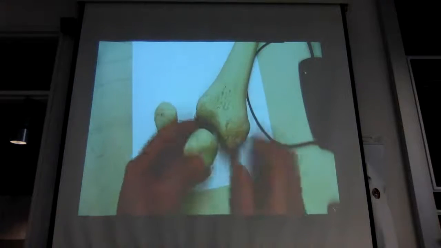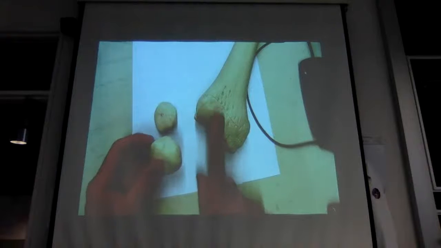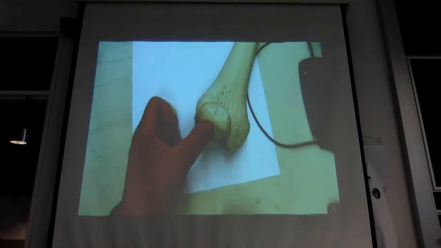Here's the distal part of the femur. Here's the patella. It fits in right here. Nice flat surface.